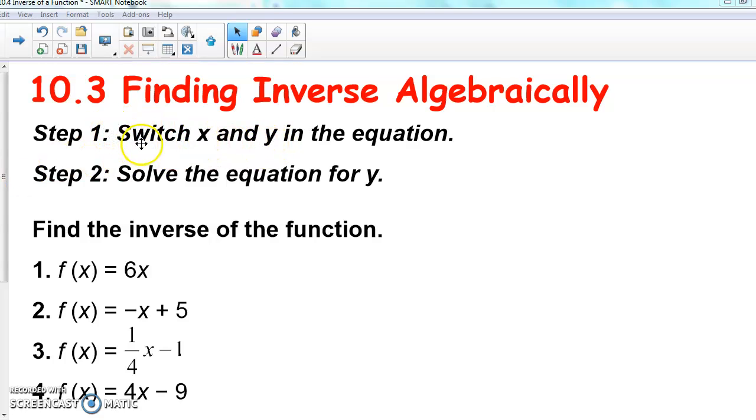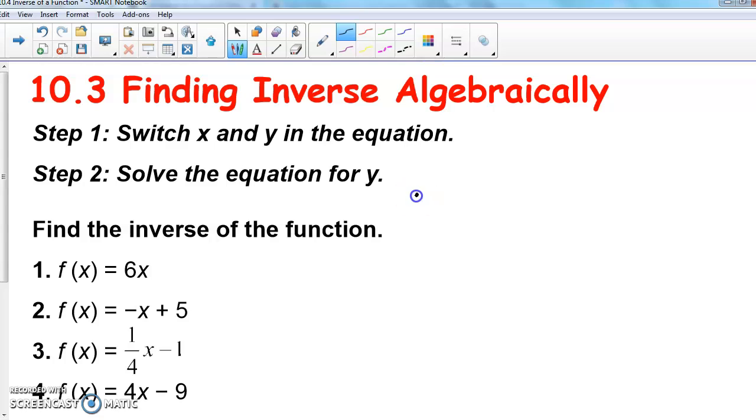So first, switch x and y in the equation. So let's illustrate number one. I'm going to rewrite the function by using y instead of f of x. So y is equal to 6x. And then we're going to switch x and y. So y will become x, and then x will become y.